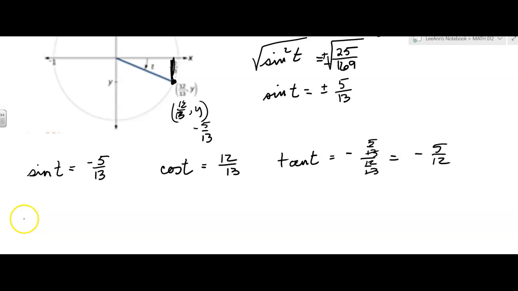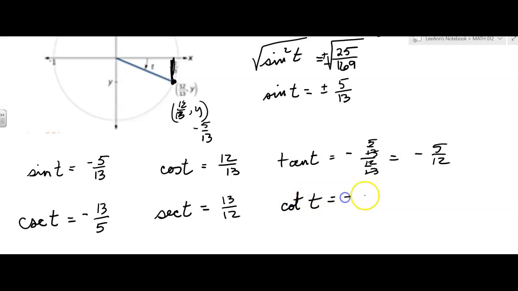Now we do the reciprocal functions. So cosecant t, think reciprocal of sine. It's going to be negative, but it's going to be 13 over 5. Think of secant t. Well, it's going to be the reciprocal of cosine. It will be positive, 13 over 12. And then last, cotangent t, it's going to be the reciprocal of tangent, so negative 12 over 5.